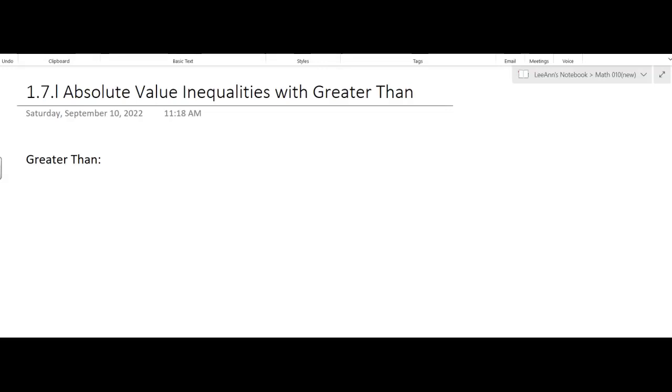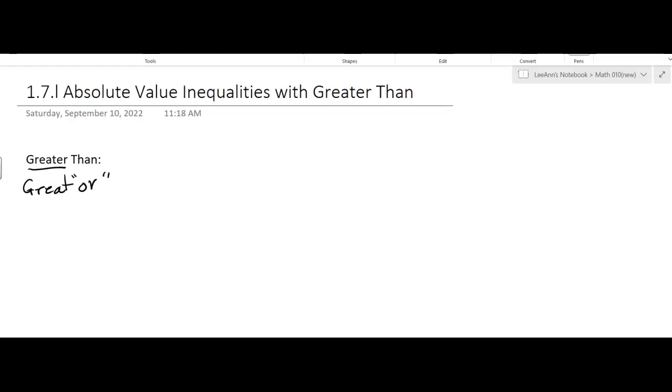So we did inequalities with the less than symbol. I'm sorry, absolute value inequalities with the less than symbol, and now we're doing them with the greater than symbol. So a long time ago, another math teacher told me, think greater. I'll write it, greater.